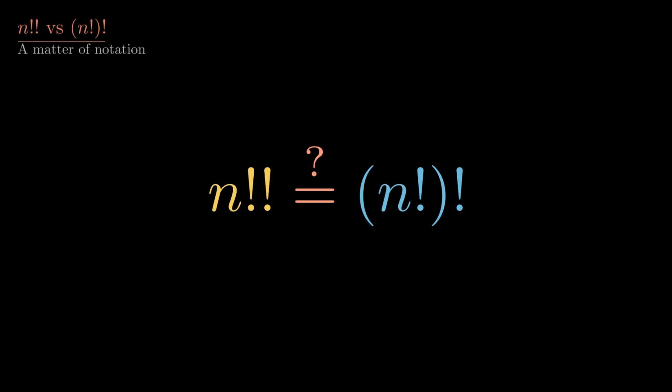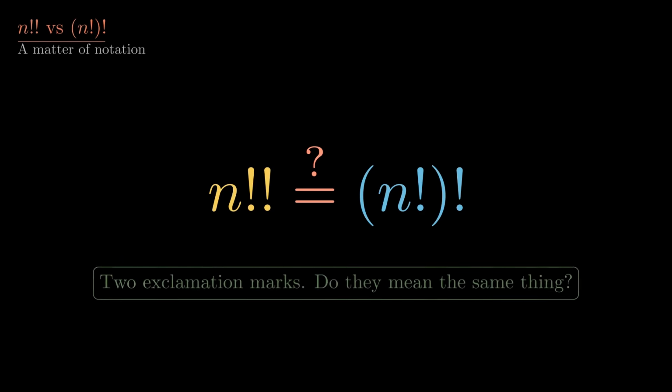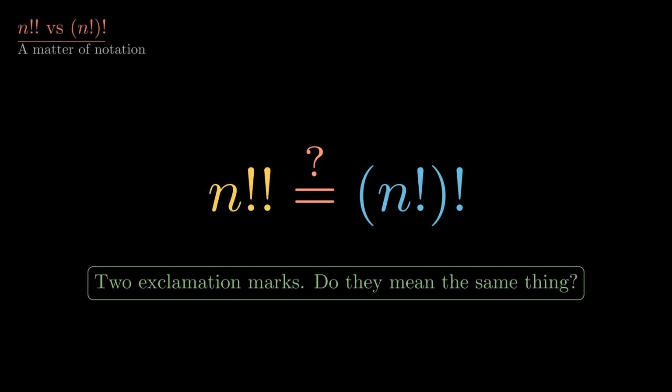Take a look at these two expressions. On the left, we have n double factorial, and on the right, the factorial of n factorial. They use the exact same punctuation, but are they actually the same thing?